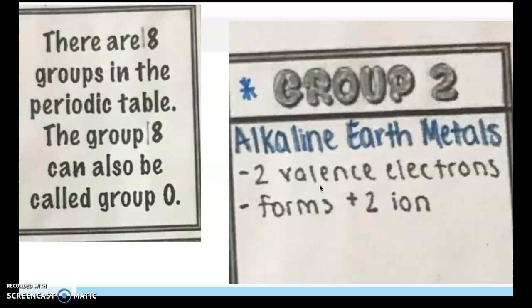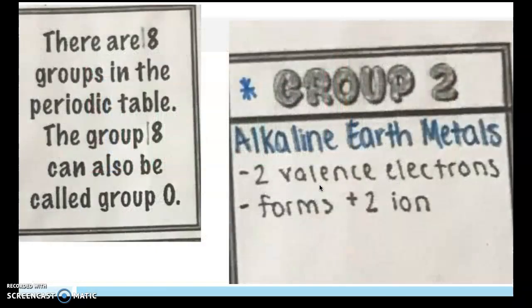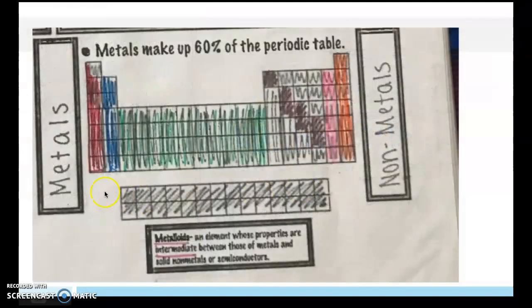They have 2 valence electrons and they form a positive 2 ion. That means that they give away both of those electrons, so they have a positive charge on them. They are semi-reactive. They're a little bit reactive, but not as much as our alkali metals or group 1 metals. Now you're going to shade in the group 2 right here, whatever color you decided to color it in. You'll shade it in, or you will use the drawing feature again to put a rectangle of a different color right here.